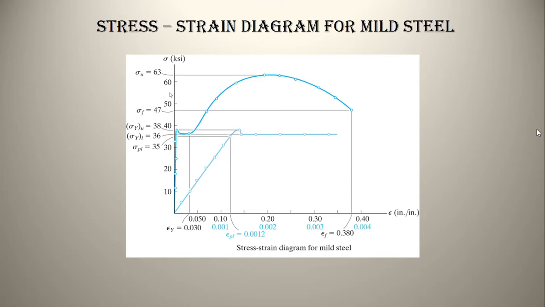And the question is that I'm saying that the ultimate strength is 63 KSI. That's the maximum stress that it can take. But I'm also saying that fracture strength is 47 KSI, which means it will break at 47 KSI. So how is then the ultimate strength 63?